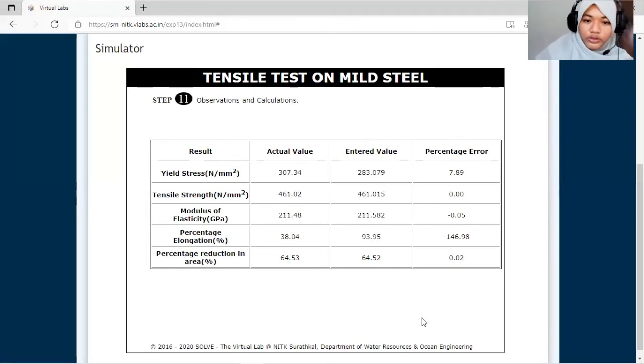So here is the answer. Observation and calculation, and here is the result. That's all from us for this test on steel. Thank you.